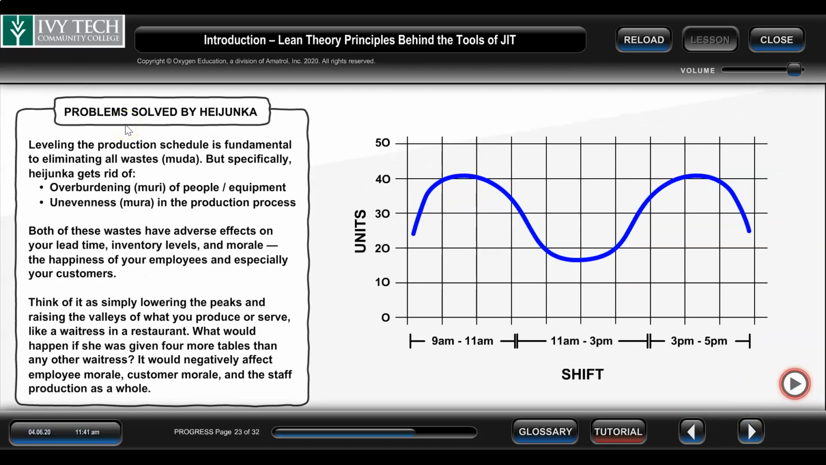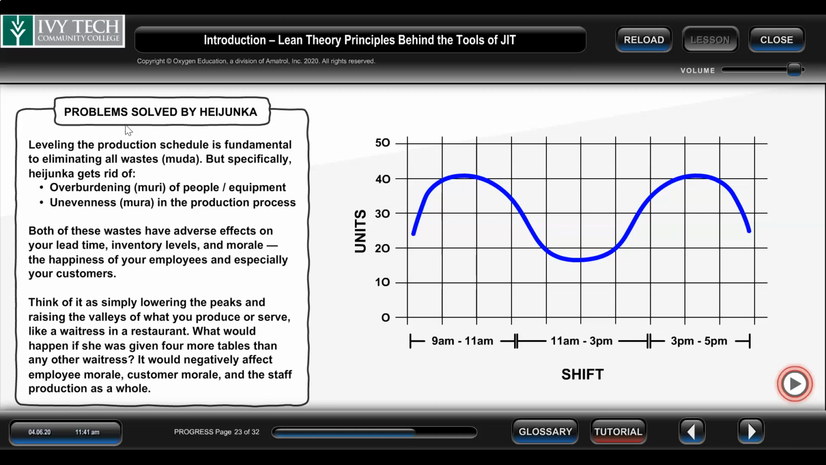Problem solved by Heijunka. Leveling the production schedule is fundamental to eliminating all wastes, muda, but specifically Heijunka gets rid of overburdening, muri, of people and equipment, and unevenness, mura, in the production process. Both of these wastes have adverse effects on your lead time, inventory levels, and morale, the happiness of your employees, and especially your customers. Think of it as simply lowering the peaks and raising the valleys of what you produce or serve, like a waitress in a restaurant.